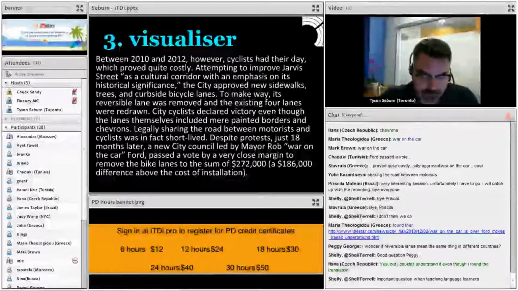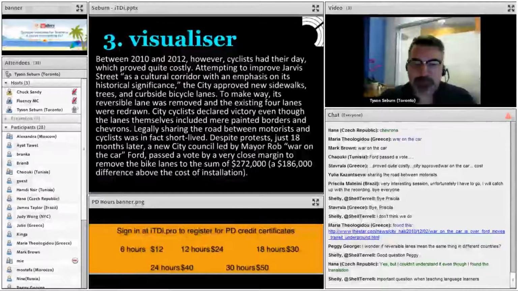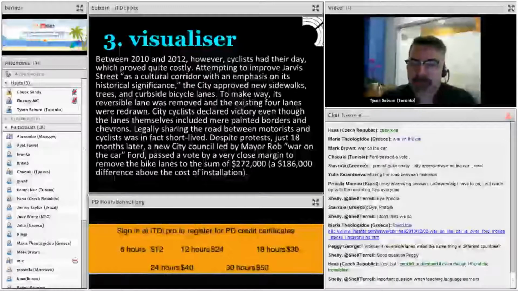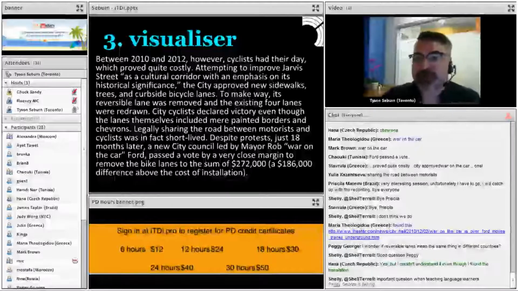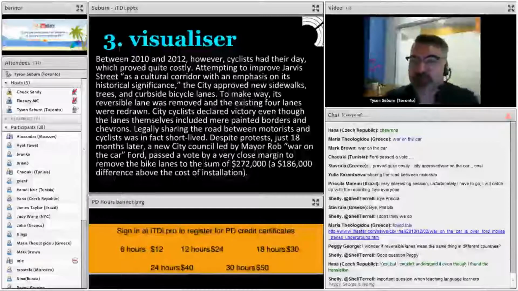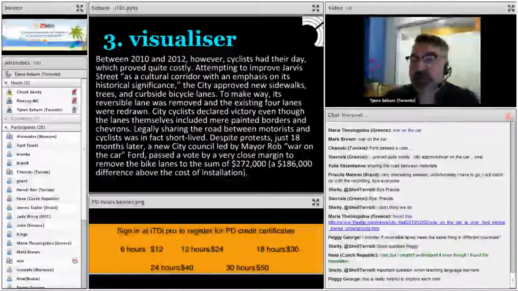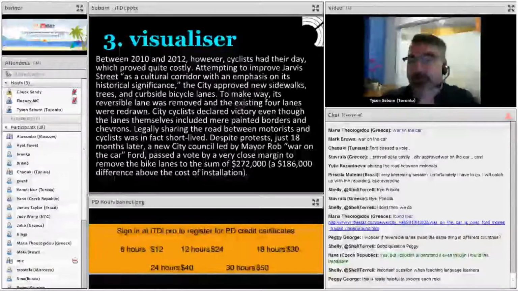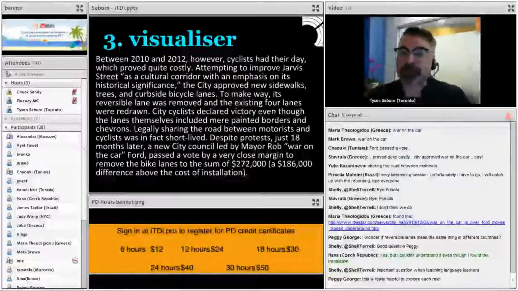So let's take a look at visualizer now. And I'm going through these roles a little bit quickly so we can get through them. So I mentioned the visualizer's role is to take an aspect of this text that is really just in words and represent it in a graphical form. And the graphical form could be many different things. It could be a timeline, it could be a photo, it could be cartoons, it could be graphs and charts, right? Any type of visual representation is what I mean by this.